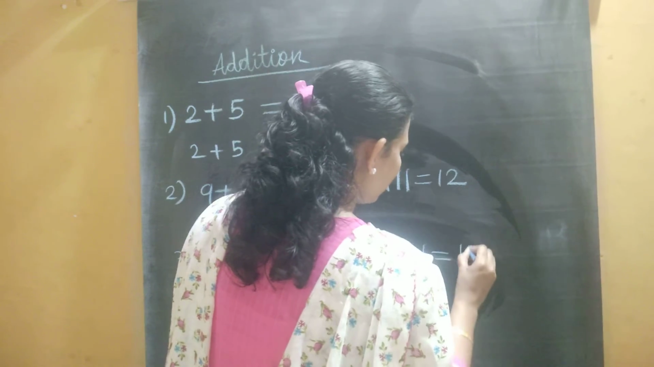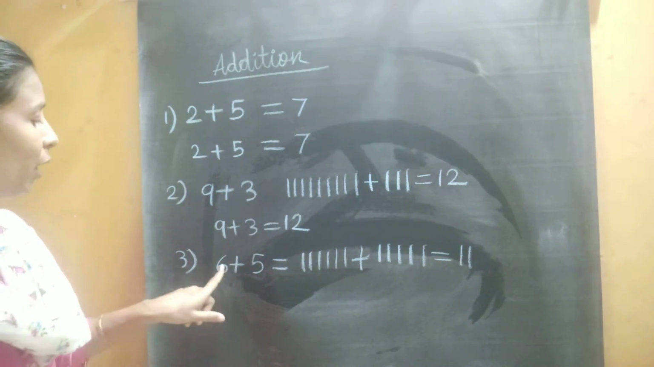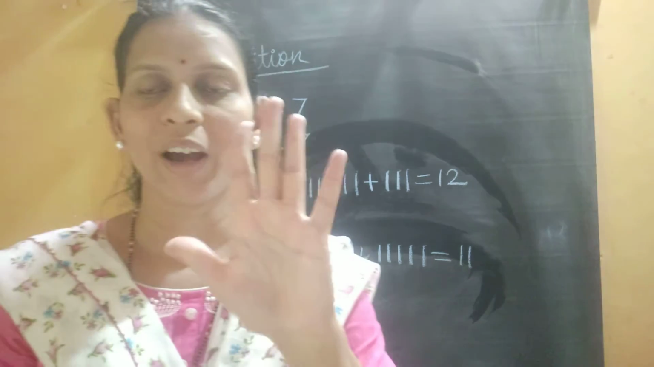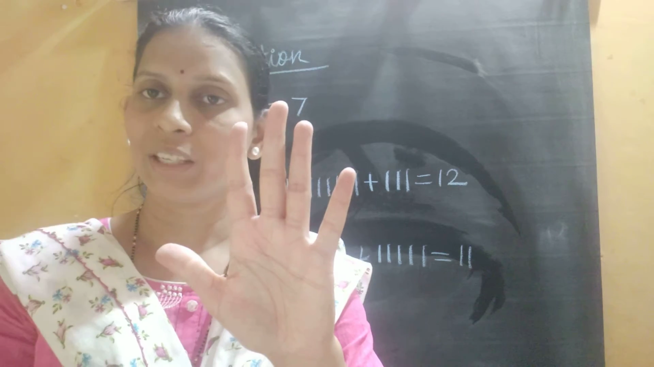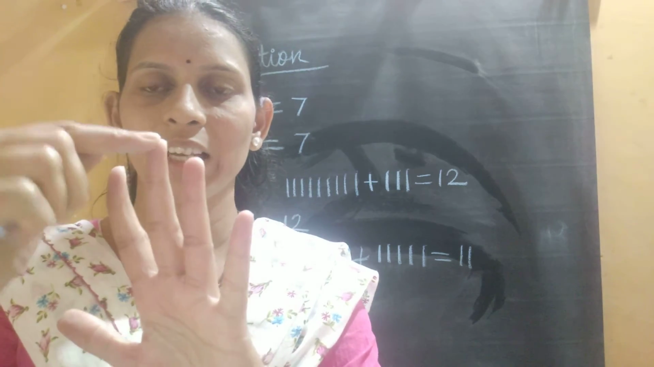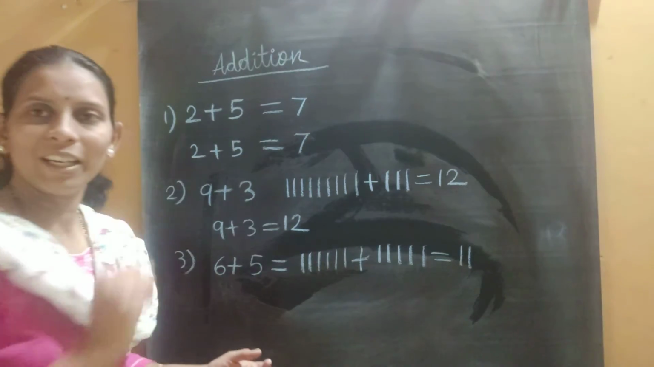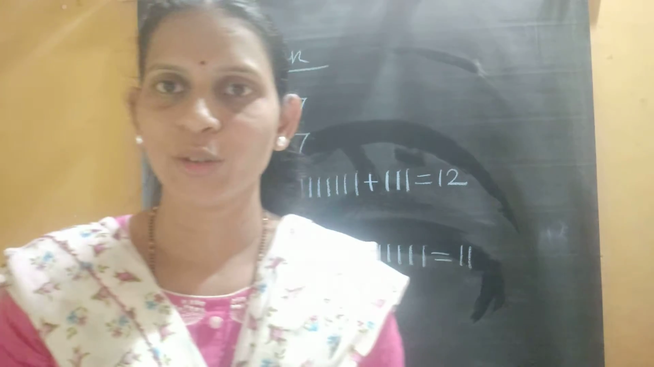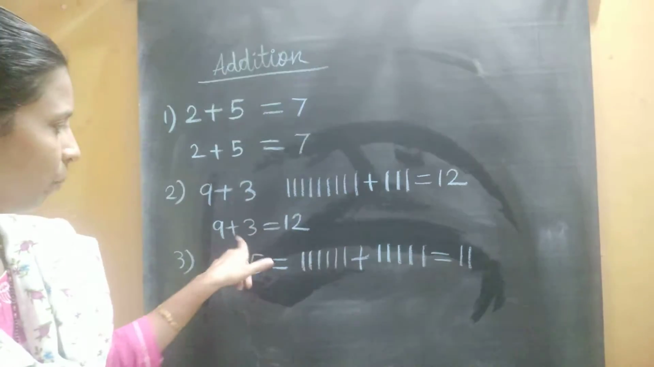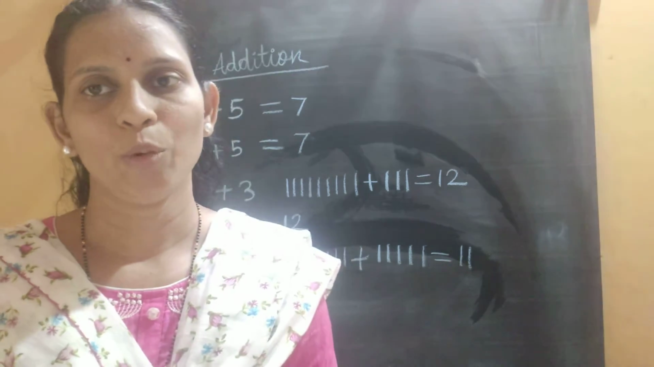Answer is 11. But another method, that is counting forward, is that after 6 you have to count 5 fingers. So after 6, which number comes? 7, 8, 9, 10 and 11. So that answer is also 11. Did you understand, students, how to count forward? So this is the easy method. Count directly. Okay. So students, we will see some more examples.